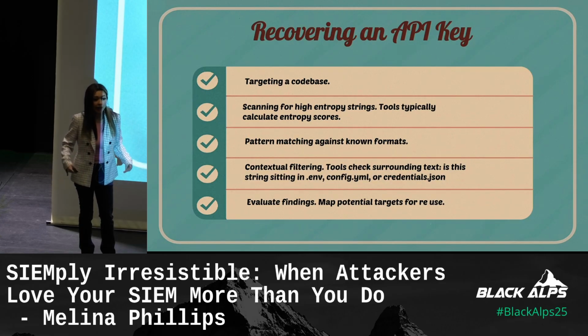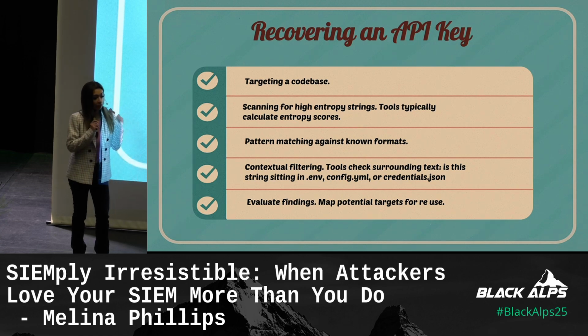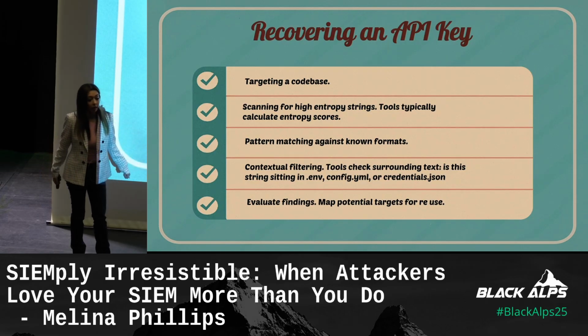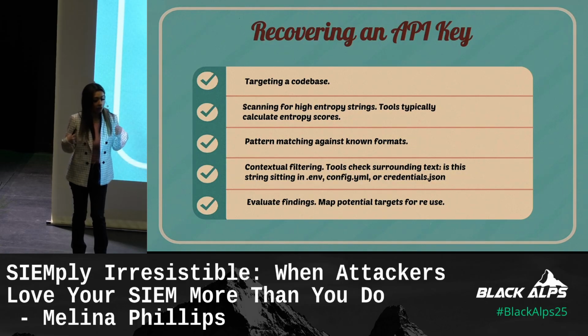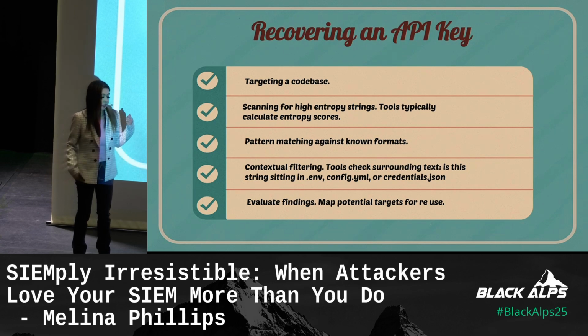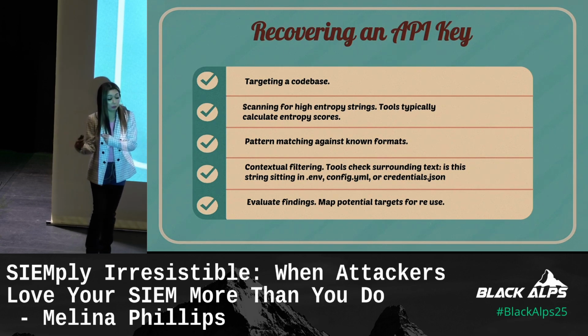But how do they actually gather API keys? They target a code base, and then they start running tools such as TruffleHog, and this type of tool works based on entropy. So it analyzes the code base and the surrounding context of the repo. So, okay, these keys are an amount of characters long, and they typically start with this type of characters. So once they actually have this contextual information, they're able to evaluate findings and see how they can further reuse it.